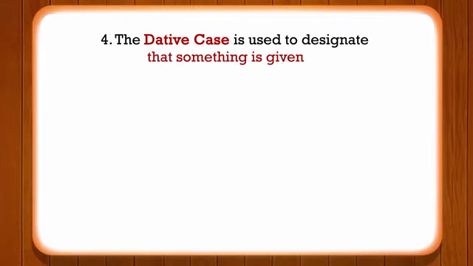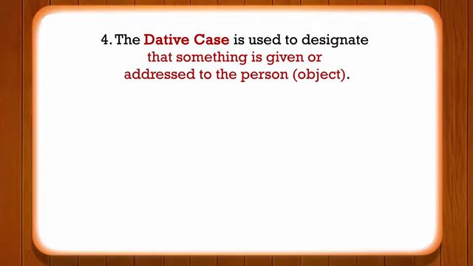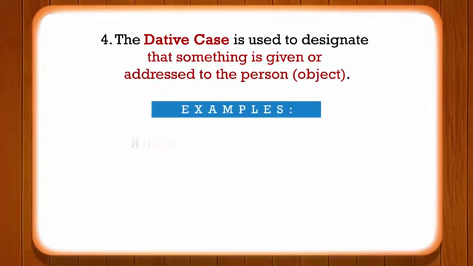Now let's go to the case which is known as the dative case. Dative case or datelni padež is used to designate something which is given or addressed to the person or object. How do we understand such a case? Let's see some examples. Ya idu k vrachu. I am going to whom? I am going to the doctor. So vrach changes into vrachu.